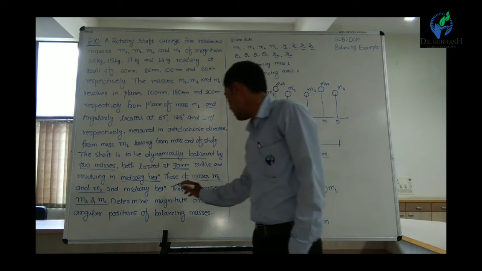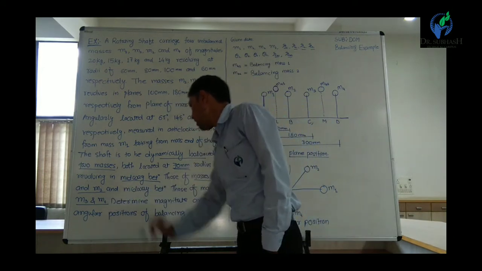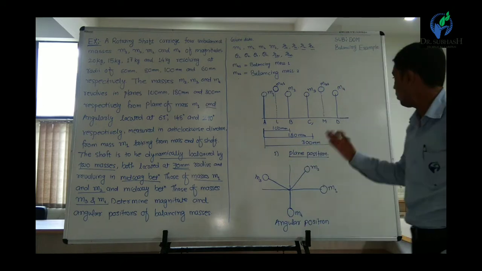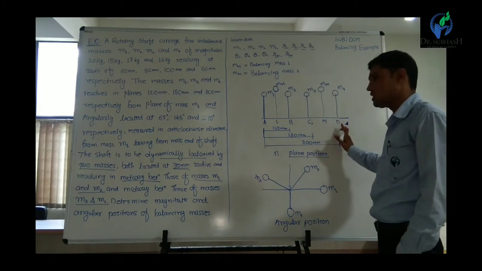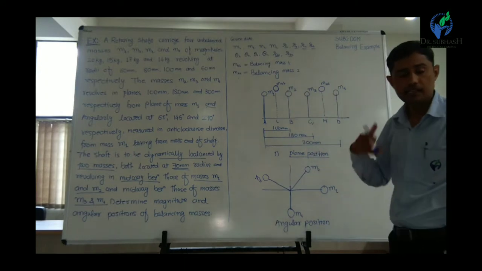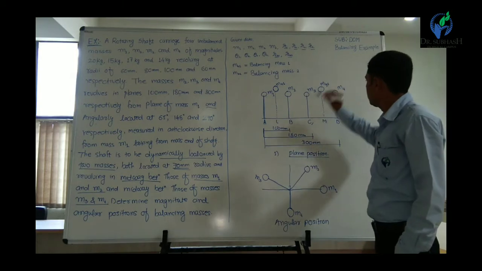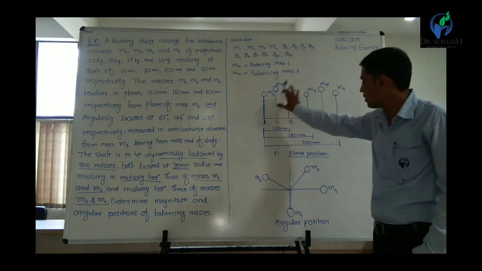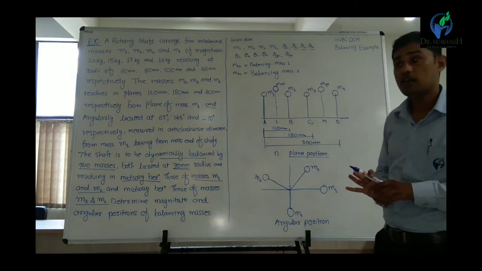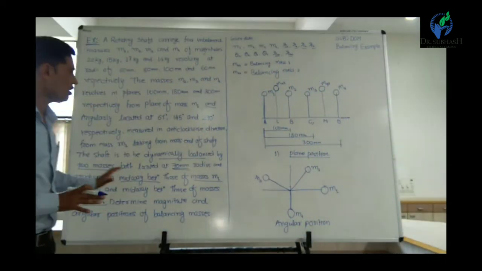Similarly, midway between masses M3 and M4, there is another plane, the M plane, and in this M plane we consider the MV2 mass rotating. So this is our plane position. We have arranged the position of planes according to the given data.